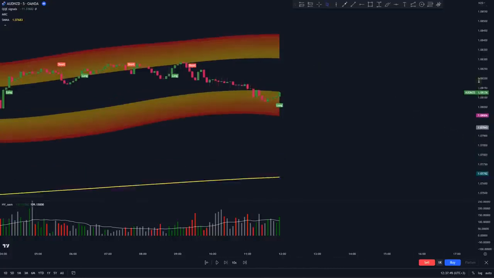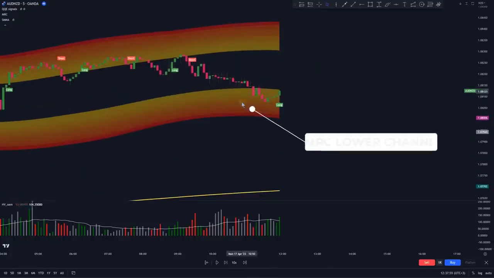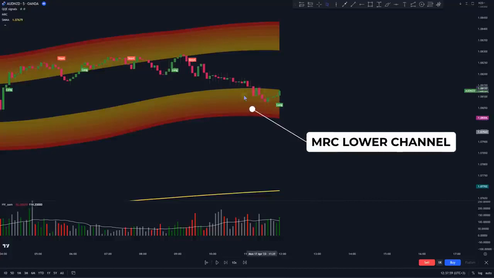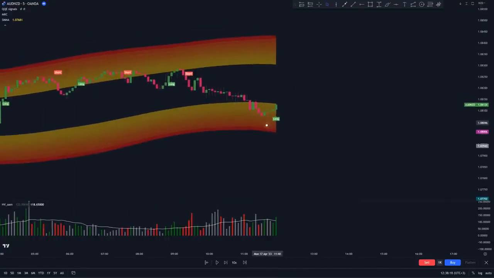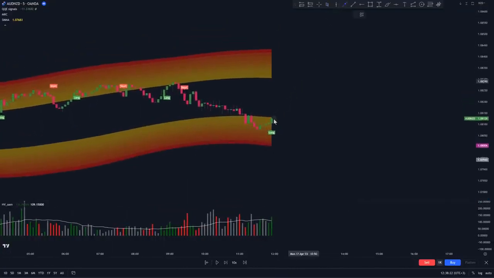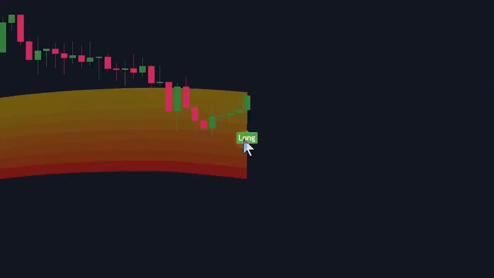Second, the price should enter into or touch the lower channel of the MRC indicator. This indicates that the market is oversold in an overall bullish trend. An oversold market in a bullish trend highly increases the probability of the market continuing in the direction of the overall trend. Next, the QQE signals indicator should print a long signal.